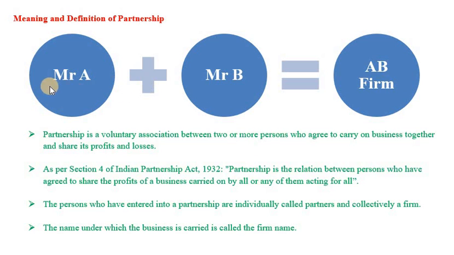So there are basically two or more persons. Mr. A is there and Mr. B is there. So it should always be two or more persons to form a partnership. Less than two persons cannot form a partnership.